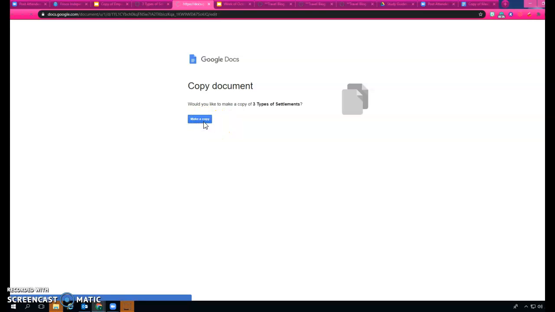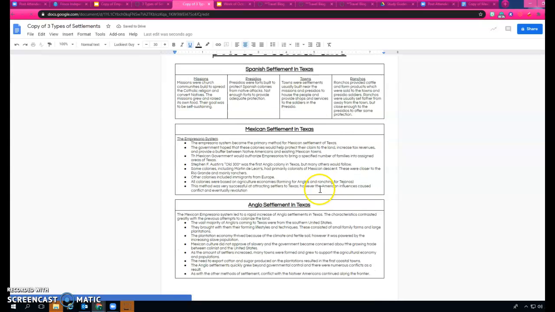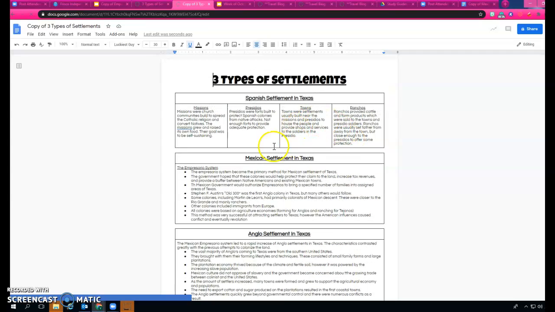So if you make a copy and move this to Unit 2 notes, you will see here that this first page is just informational. It talks about the Spanish settlement, remember, with the mission system. So it talks about the missions, presidios, towns, and ranchos, which we have talked about and reviewed. The Mexican settlement was primarily about the impresario system.